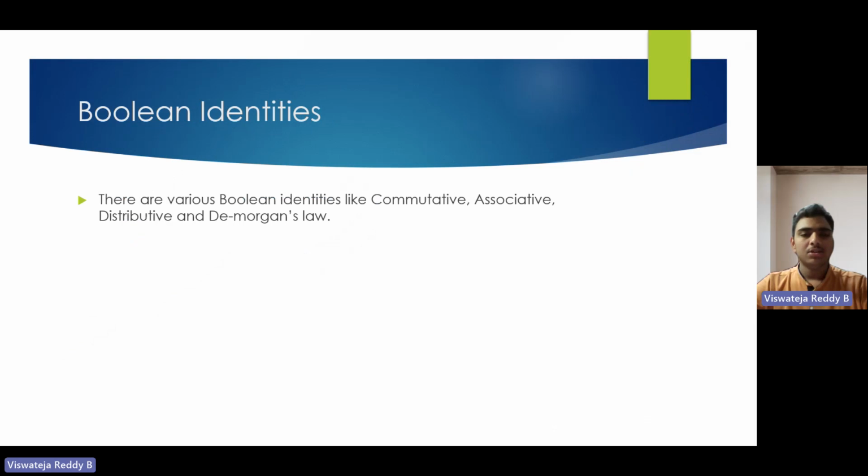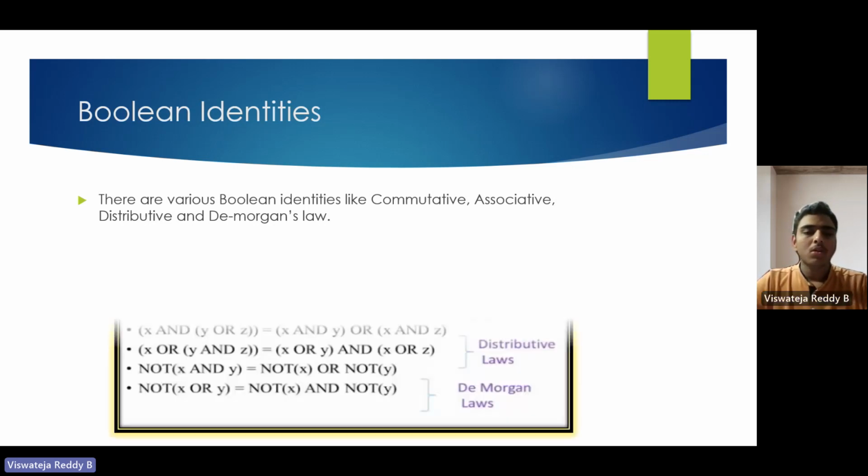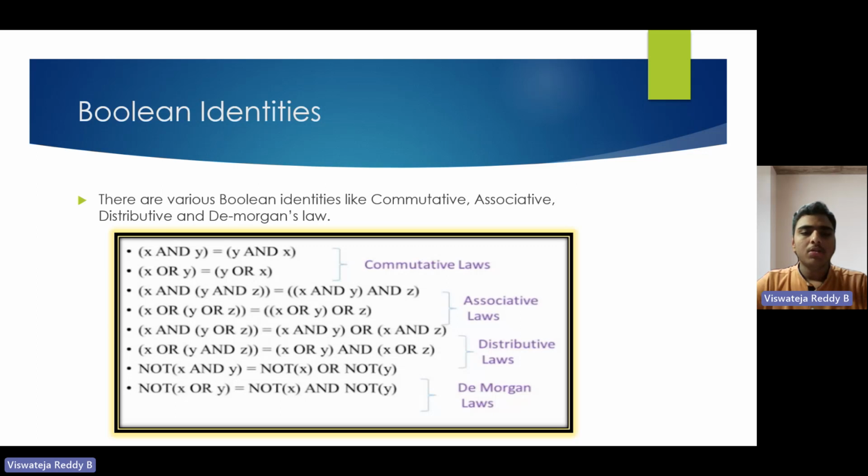Now, Boolean identities. There are various Boolean identities like commutative law, associative law, distributive law, and De Morgan's law. Here, very important is De Morgan's law. We are discussing this law now. Commutative law: x and y is equal to y and x. Similarly, x or y is equal to y or x. This is known as commutative law.